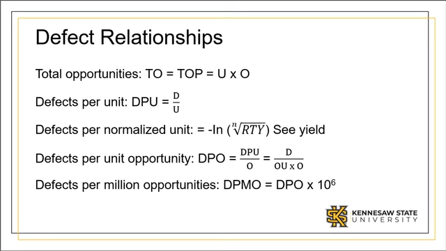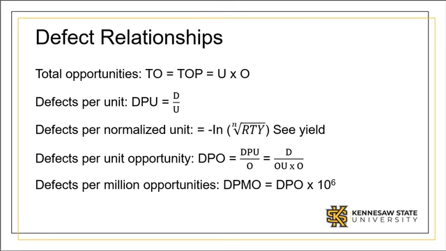Defects per normalized unit is the negative natural logarithm of the nth root of the roll throughput yield. Note that n is the number of steps in the process. Defects per unit opportunity is the ratio of defects per unit over the number of opportunities for the defect.